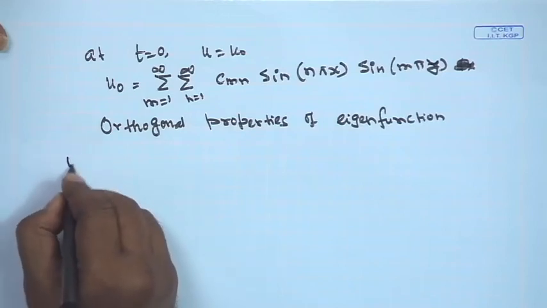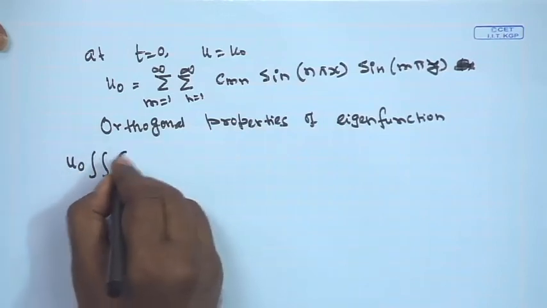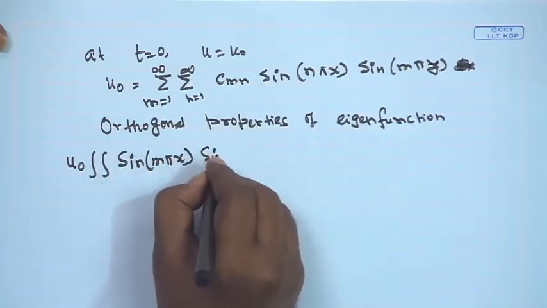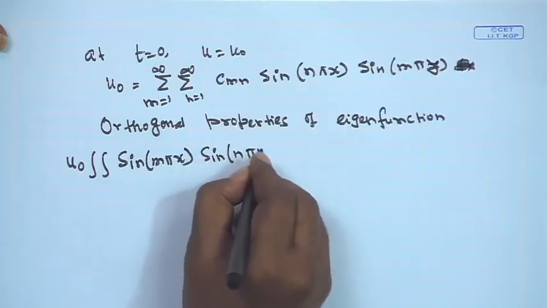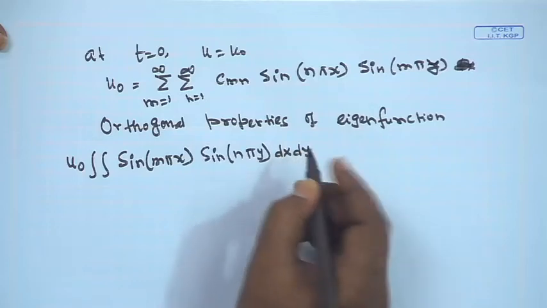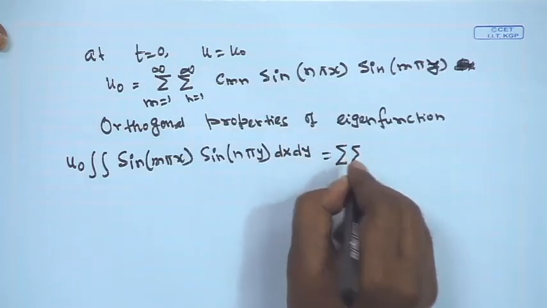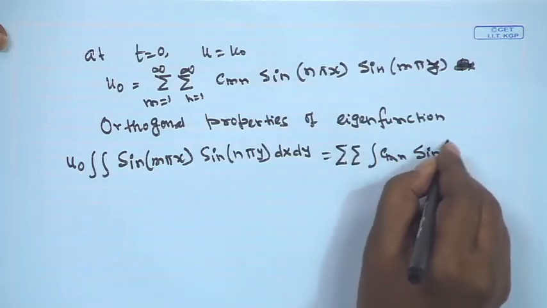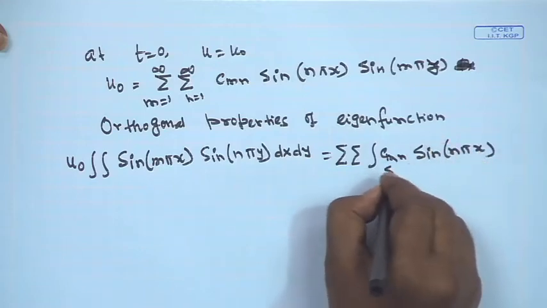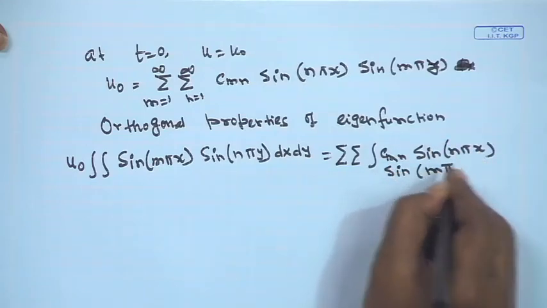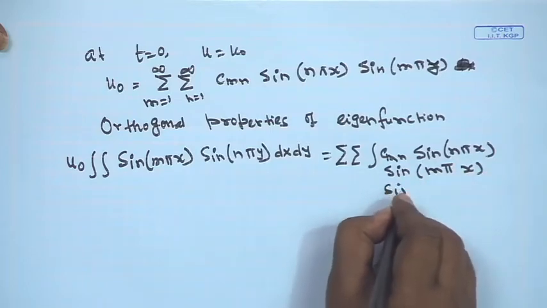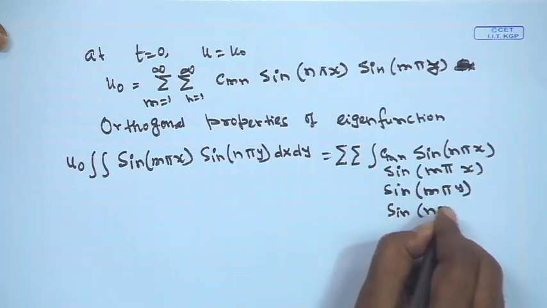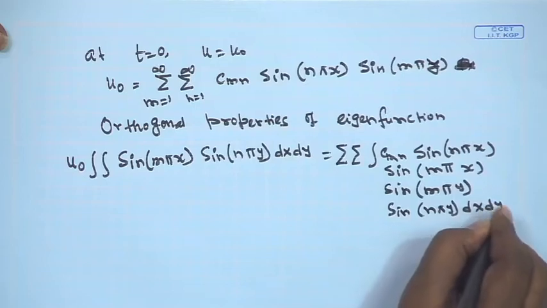So, u 0 double integral sin m pi x sin n pi y dx dy is equal to double summation integral C m n sin n pi x sin m pi x sin m pi y and sin n pi y dx dy.